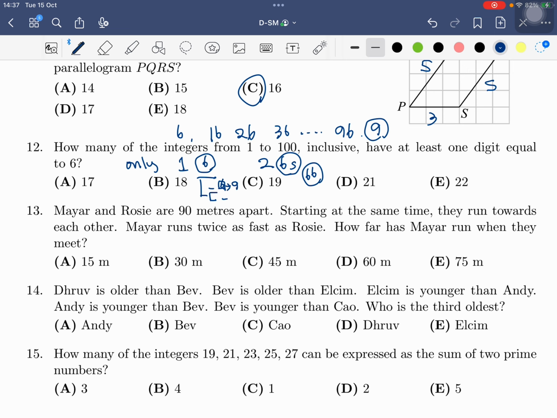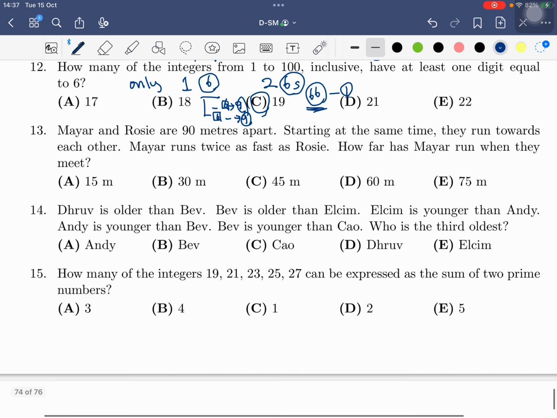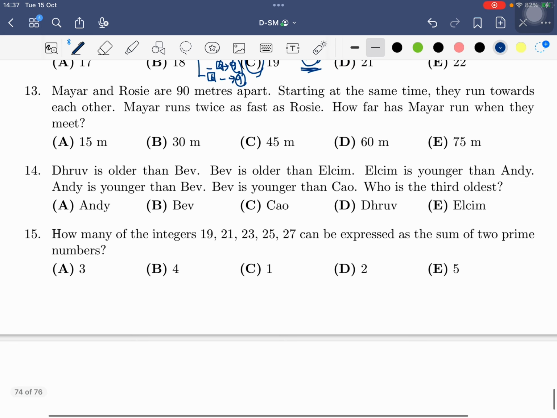But if you have 6 here, let's say 60, 61, 62, then from 60 to 69 we have 10 numbers, but we need to exclude 66 because we counted it already. So this is also 9 numbers. So altogether we have 1 plus 9 plus 9, so 19 numbers.